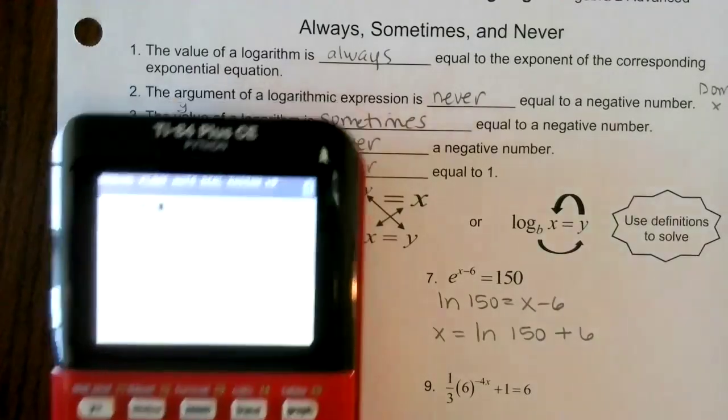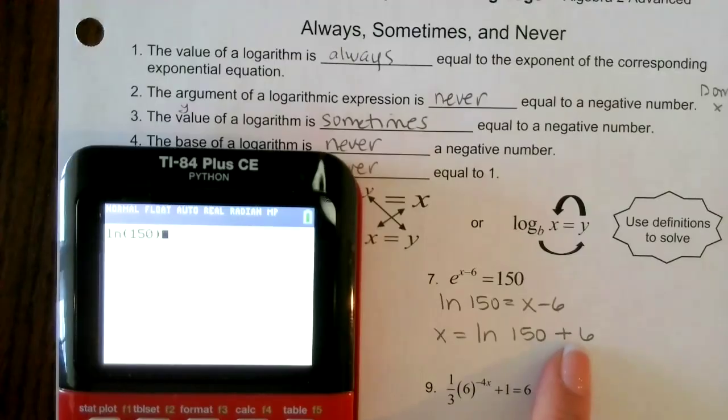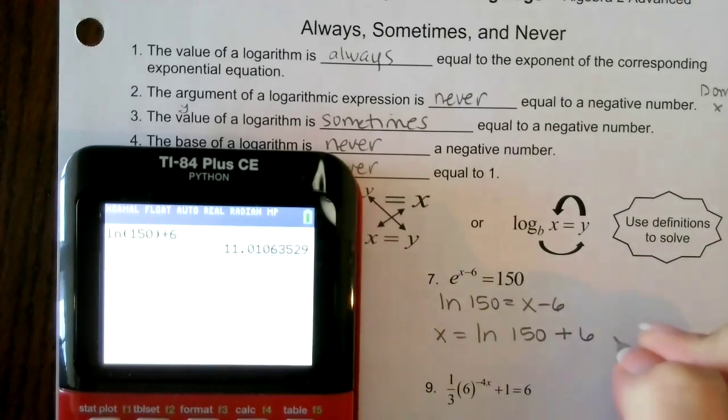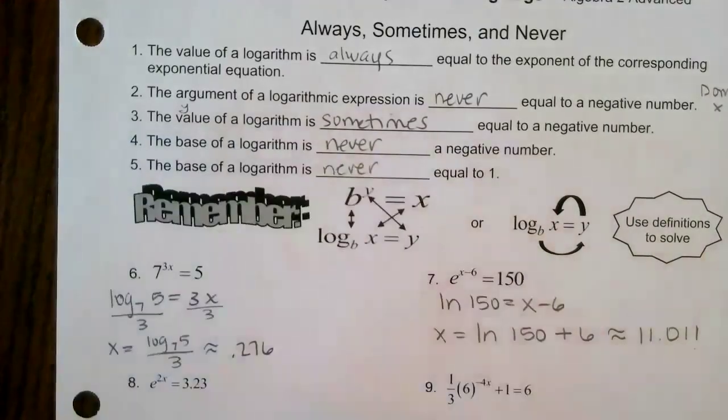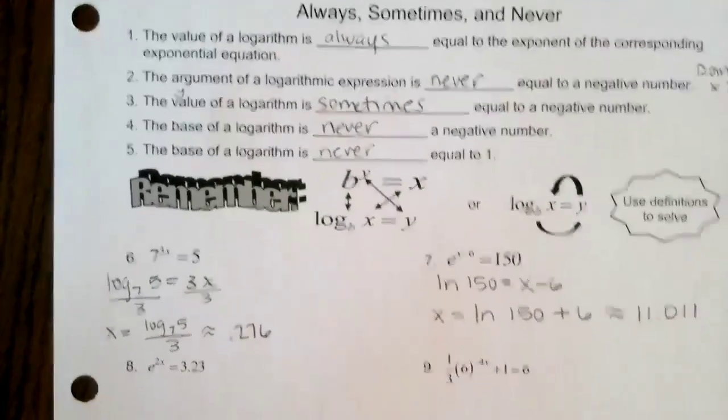Close the parentheses to make sure that you don't get this plus 6 in the argument. So you want to close that parentheses after the 150 and then plus 6. And so we get approximately 11.011. Three decimal places is what you're going to need in pre-cal, so you might as well go ahead and start rounding it to three decimal places.